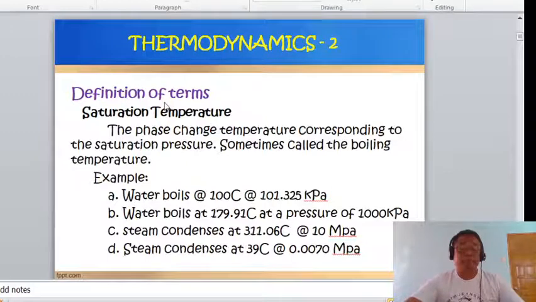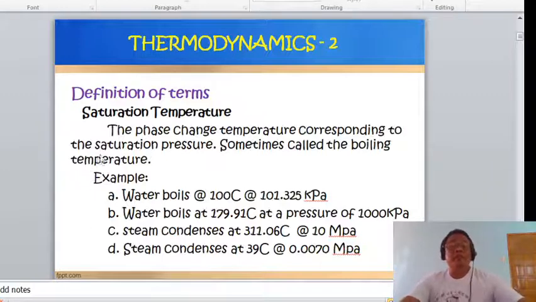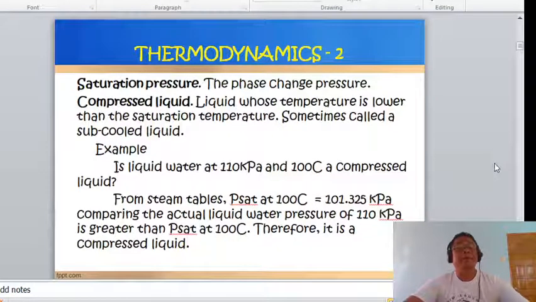If you consider the steam table, table 1, you will notice that for a given temperature there is a corresponding pressure given, which is the saturation pressure or temperature. So always use the steam table, class. Another is saturation pressure, the phase change pressure.